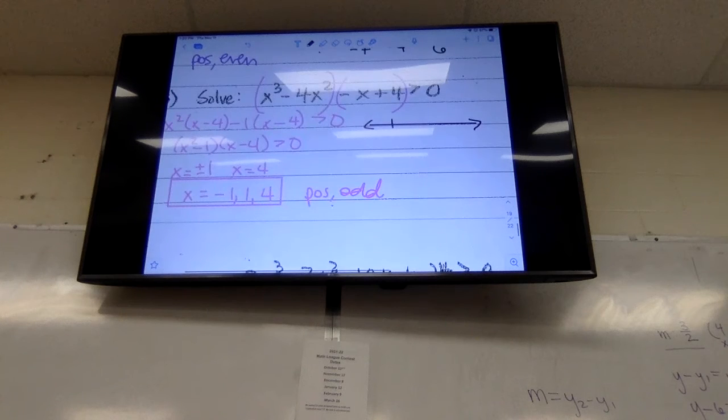All right, I'm going to put negative 1, 1, 4 on my number line. Can you show me with your hands what positive odd should look like? Make sure that you're ending on the right side. Your right side is where you end and that's up. So I'm going to end going positive. And that means I'm starting low, so I'm starting on the negative side. Yes.